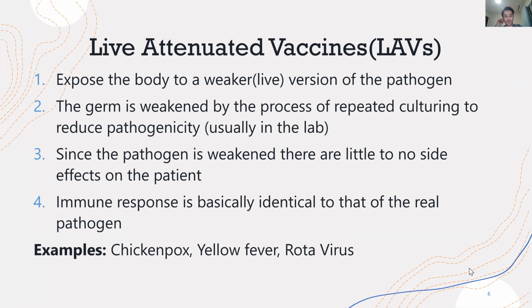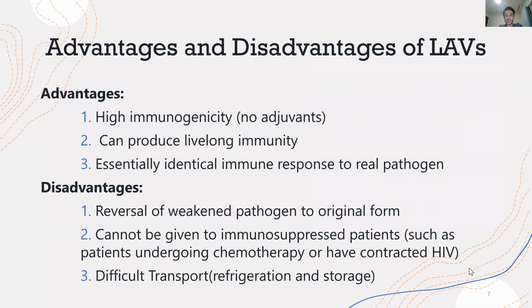Examples of this type of vaccine would be chickenpox, yellow fever, and rotavirus. Advantages of LAVs are that they have high immunogenicity, which means there is no need for adjuvants or booster shots. One or two shots can provide lifetime immunity for the virus. And also it produces an essentially identical immune response, just as I mentioned before, to the real pathogen.